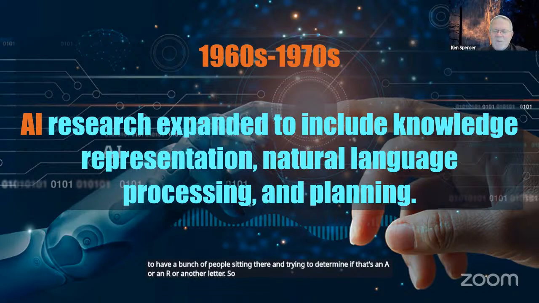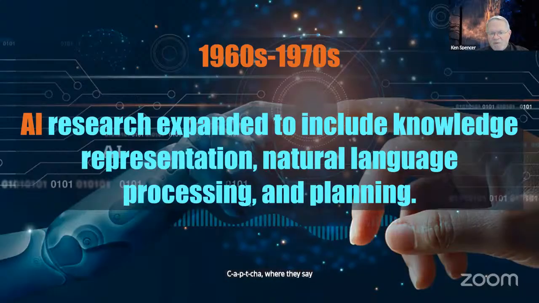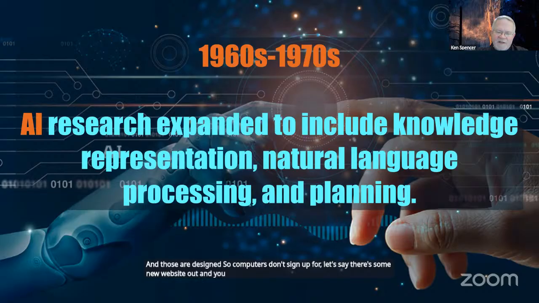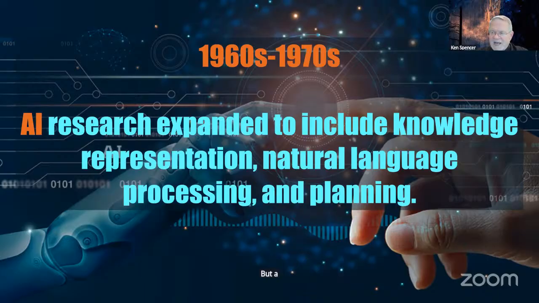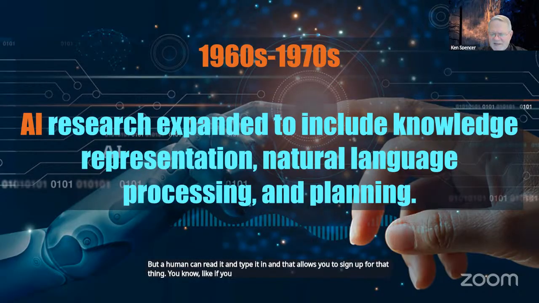If you remember, we still do it when we go to websites. There are things called CAPTCHAs, where they say, this is a number and a letter and it's all weird. Those are designed so computers don't sign up for, let's say, some new website that wants you to join. They want to make sure you're a real person, so somebody's not flooding them. It's really hard to read those little letters, but a human can read it and type it in, and that allows you to sign up. Like if you're doing Ticketmaster, things like that, because they don't want a computer signing in and overwhelming them.